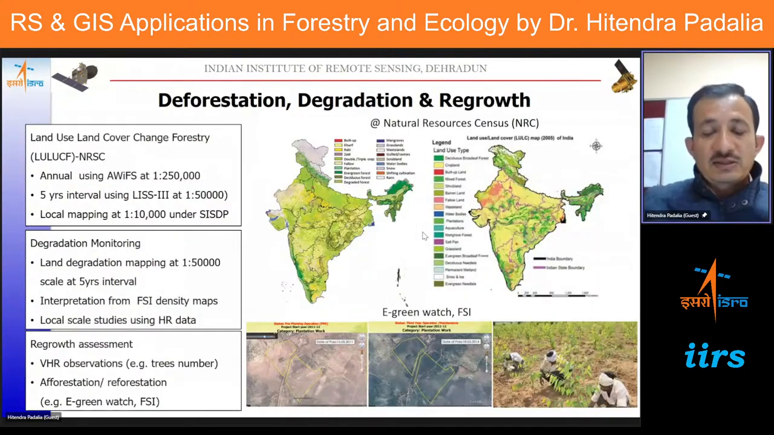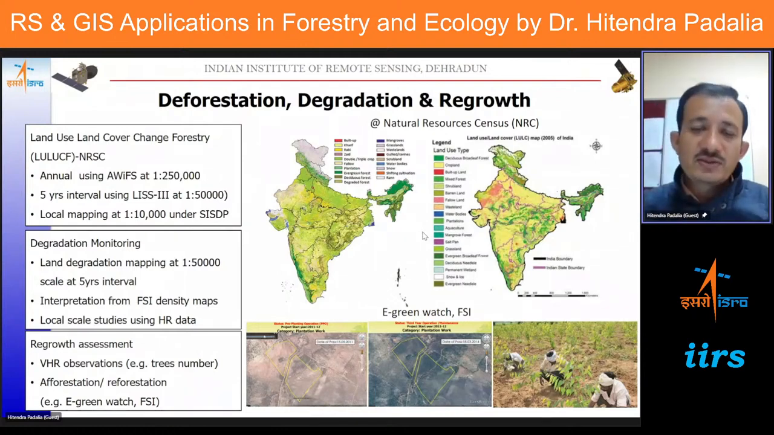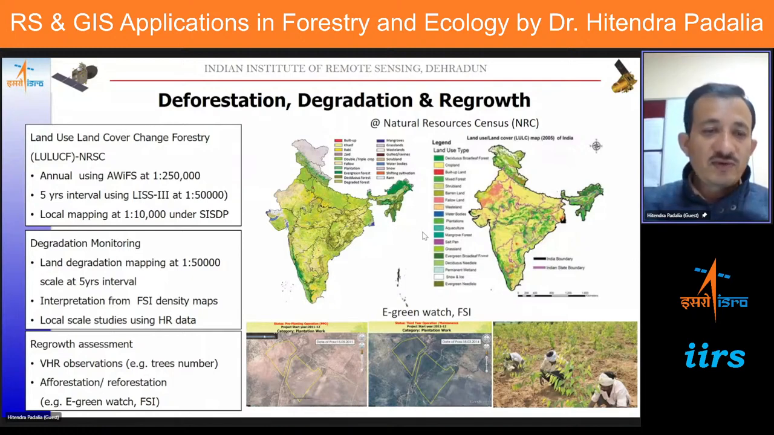Similarly, outside the forest, we are also doing detailed monitoring of land use changes. In the Natural Resource Census program of the National Remote Sensing Centre, we have a detailed land use land cover monitoring program at every 5-year interval, apart from the forest cover changes which are being monitored by the Forest Survey of India. And apart from that, the plantation activities like afforestation and reforestation, which are currently going on and being done by different forest departments in different states, are also monitored with very high resolution data under the Green Watch program of the Forest Survey of India.